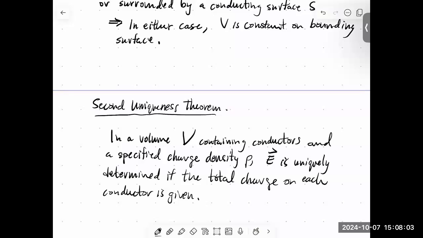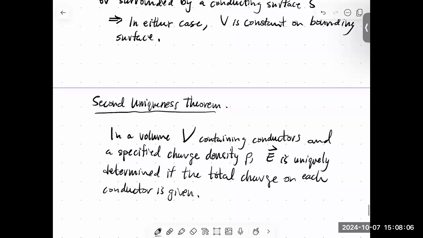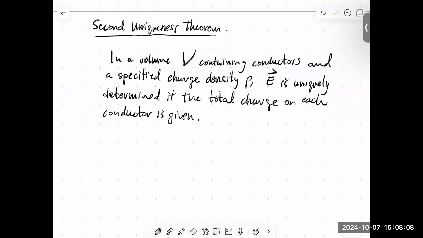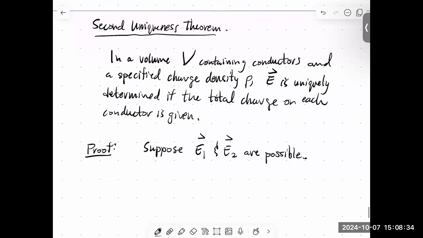now the proof of this is a little more involved, but let's see how much progress we can make. Okay, we're going to do the same thing. We're going to assume that there are two electric fields that satisfy these conditions, and we're going to prove that they must be equal to one another. So suppose E1 and E2 are possible.